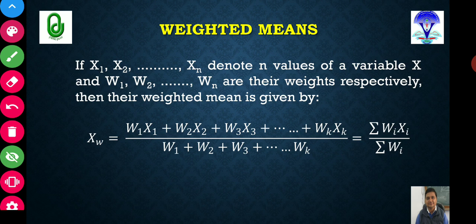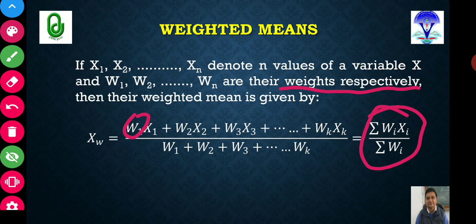Suppose x1, x2 up to xn denote the n values of variable x and w1, w2, up to wn are their associated weights, then the weighted mean is given by this. So what will be the weighted mean? It will be like the arithmetic mean, but instead of applying no weight, here you are applying weight. You see this is x1 plus x2 plus x3 plus up to xn divided by n, but instead of that you are applying the associated weights w1, w2, w3 up to wn, and it is divided by all the weights, that is w1, w2, w3 up to wn. So simply the formula will be summation wi xi divided by summation wi. So this is the formula of weighted mean.